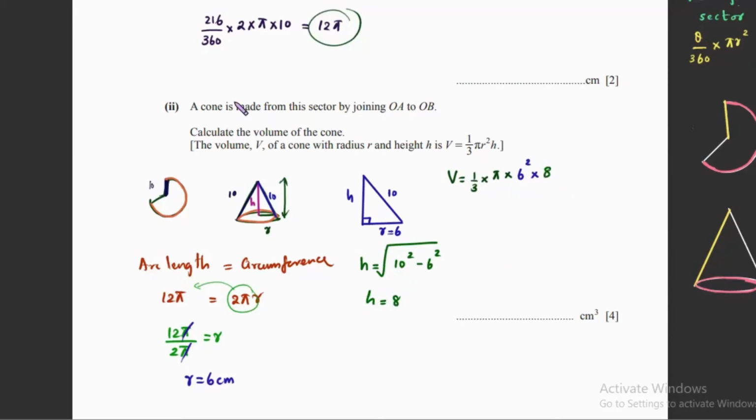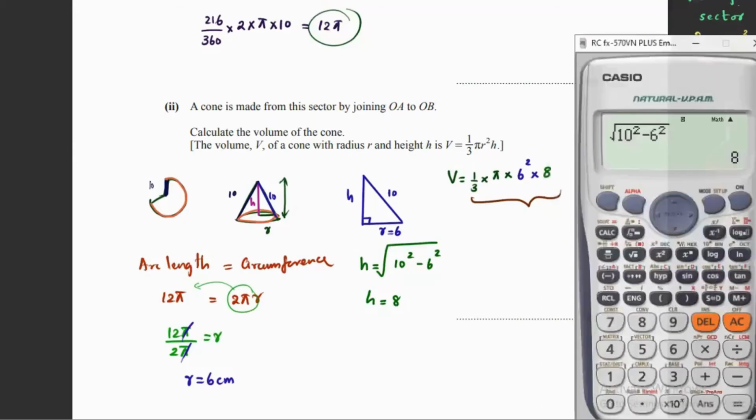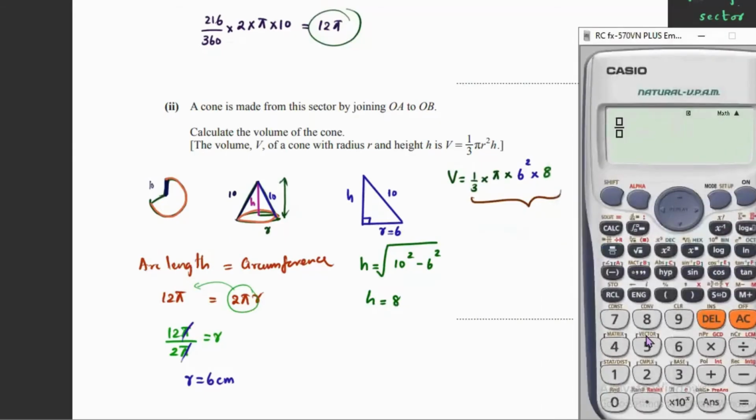So now I can calculate the volume of the cone. To calculate the volume of the cone, I need to multiply 1/3 times pi, times 6 squared, and then I need to multiply with 8. So I get 96 pi.